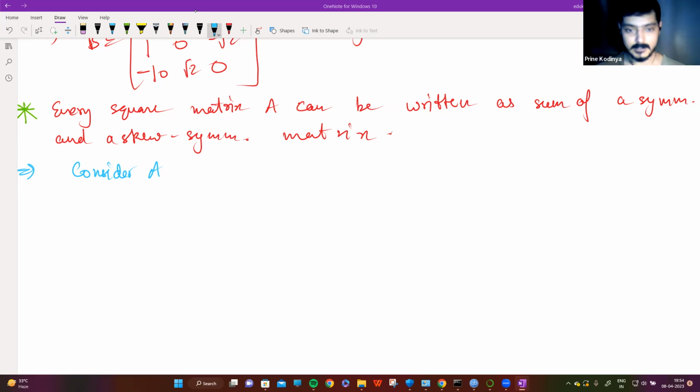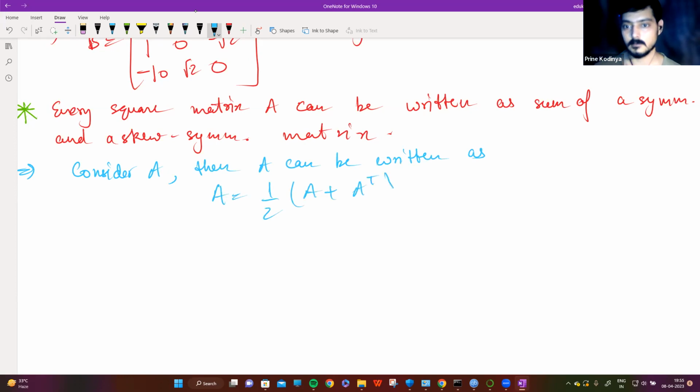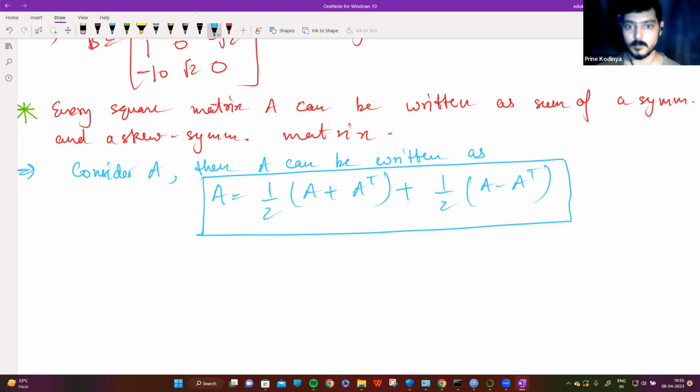Yes, so consider A. Let's say we have this matrix A. Then it can be written as a sum of a symmetric and a skew symmetric matrix. Then A can be written as A equals half of A plus A transpose plus half of A minus A transpose. First of all, this is a symmetric matrix.